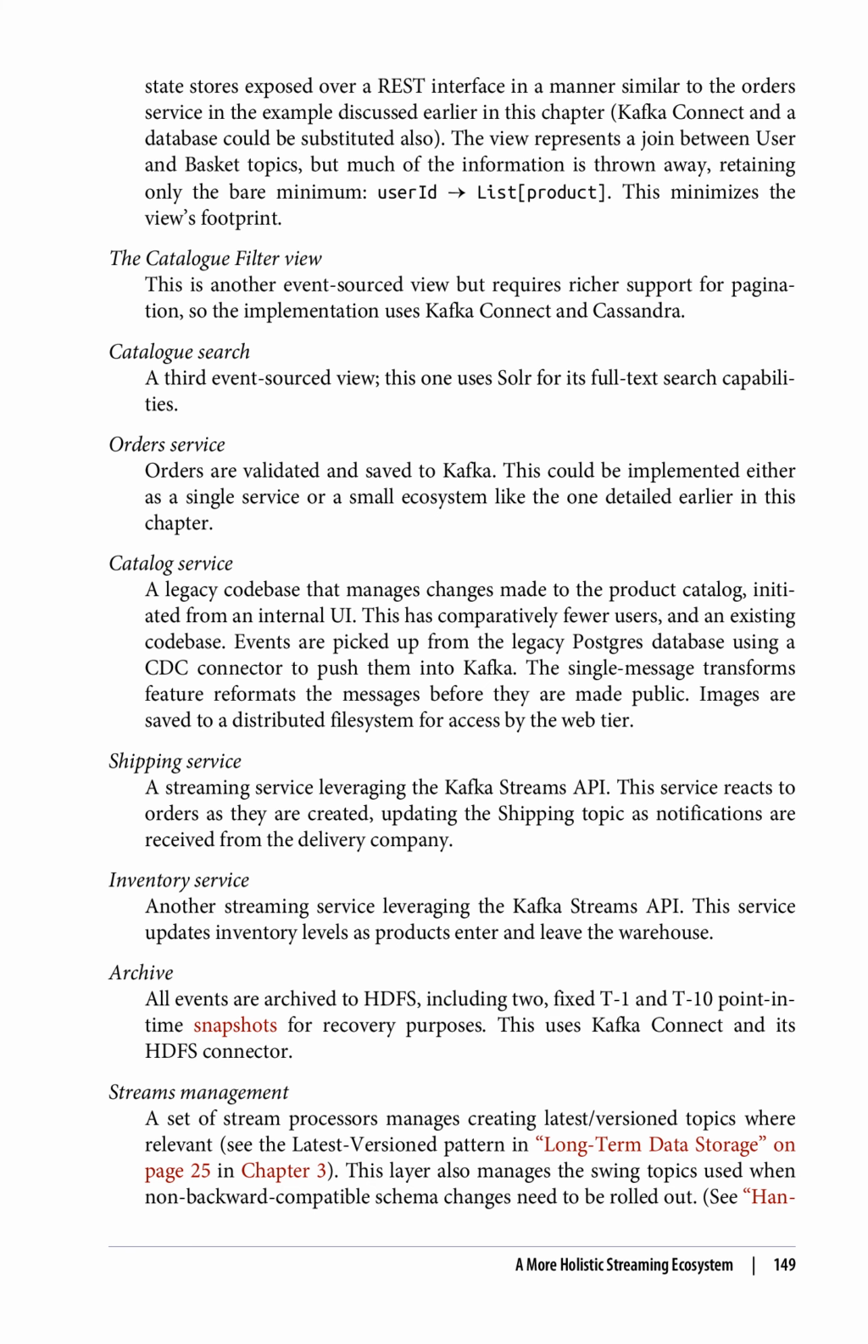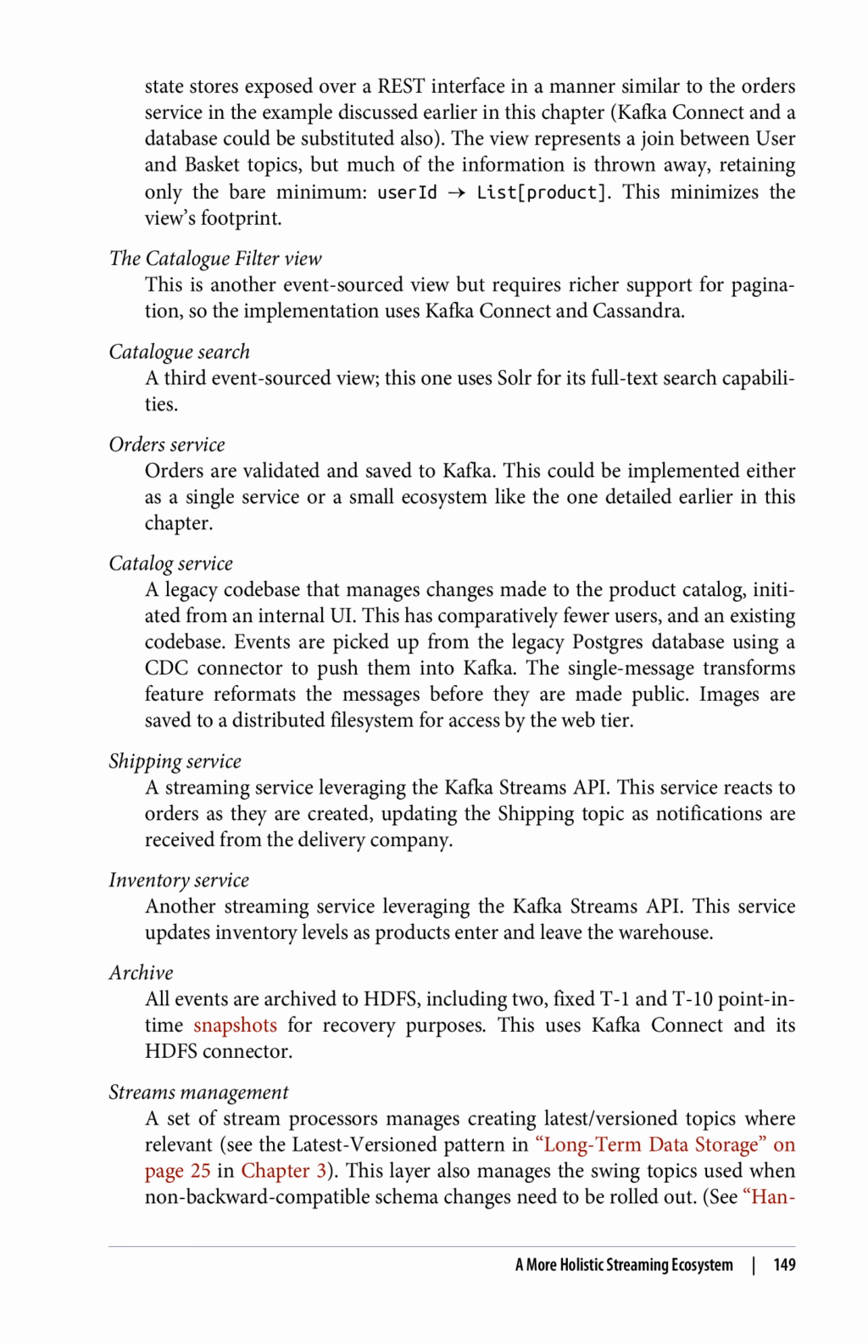Orders service. Orders are validated and saved to Kafka. This could be implemented either as a single service or a small ecosystem like the one detailed earlier in this chapter. Catalog service. A legacy codebase that manages changes made to the product catalog, initiated from an internal UI. This has comparatively fewer users, and an existing codebase. Events are picked up from the legacy Postgres database using a CDC connector to push them into Kafka. The single message transforms feature reformats the messages before they are made public. Images are saved to a distributed file system for access by the web tier.